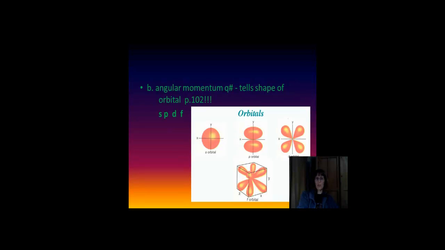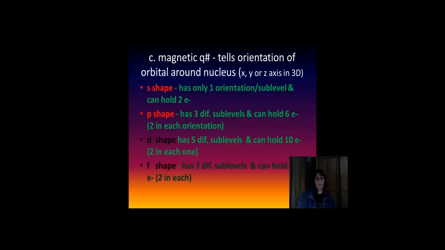So the shapes, the angular momentum quantum number is either an S, a P, a D, or an F. And what's cool about that is that it also shows up on the periodic table. They don't have the letters S, P, D, and F there, but you can put them there, and you can see how the periodic table is broken down to show the S, the P, the D, and the F.